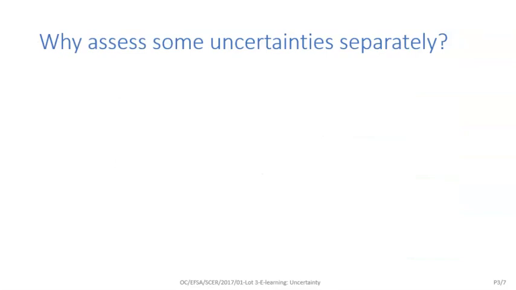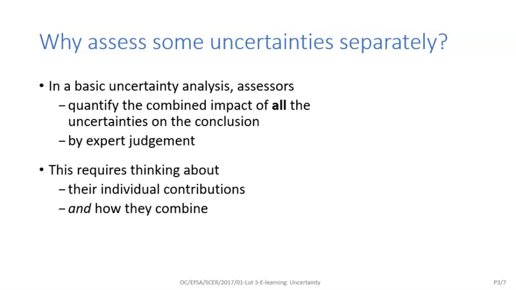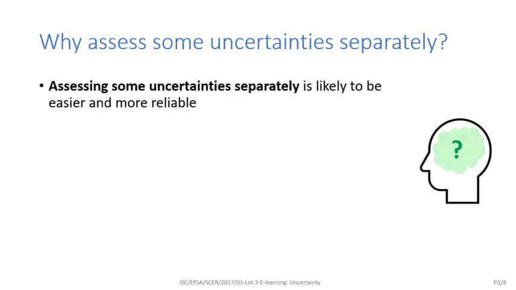So, why might it be helpful to assess some uncertainties separately? Well, in a basic uncertainty analysis, assessors quantify the combined impact of all the uncertainties on the conclusion by expert judgment. This requires thinking about their individual contributions and how they combine in a single step, which may be difficult. Assessing some uncertainties separately is likely to be easier and more reliable.